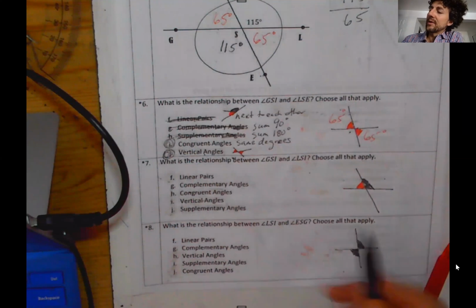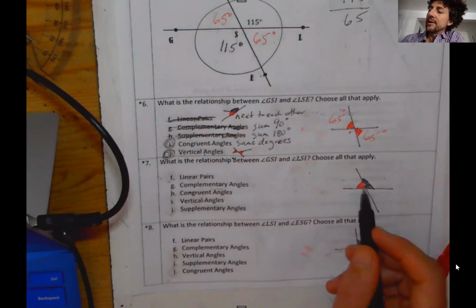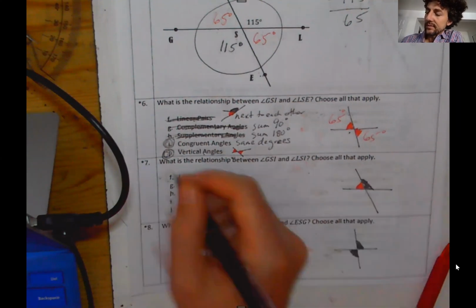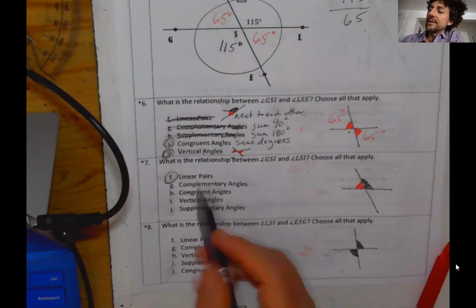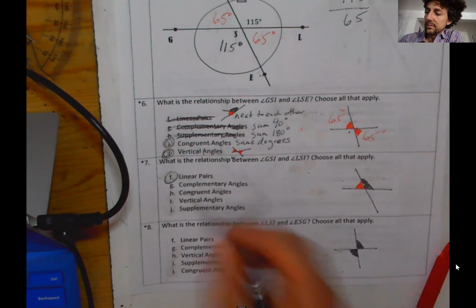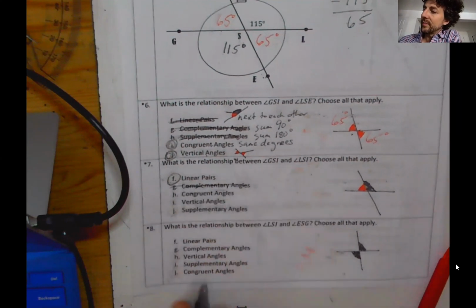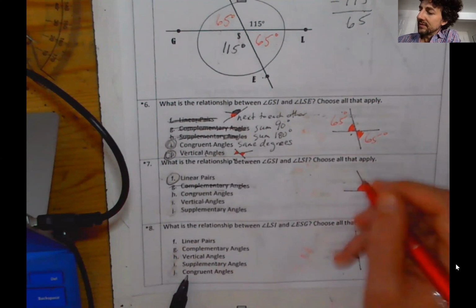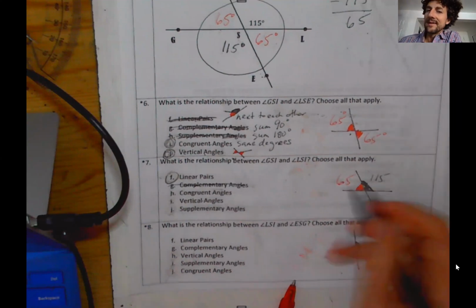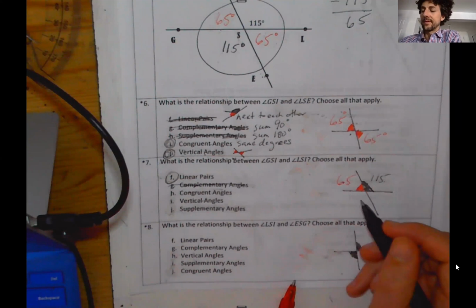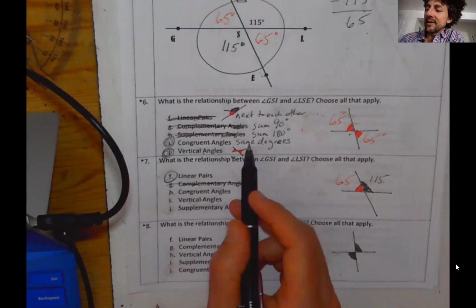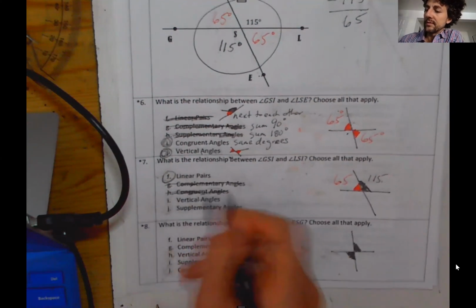All right. Next one. Now we're comparing these two angles. Linear pairs. Are they next to each other? Yes. Are they complementary? Do they have a sum of 90 degrees? No. How do I know that? Well, this one is 65 and this one is 115. So when I add those together, I get 180. Okay. Are they congruent? Do they have the same number of degrees, the same angle measure? No, they don't. They're different.